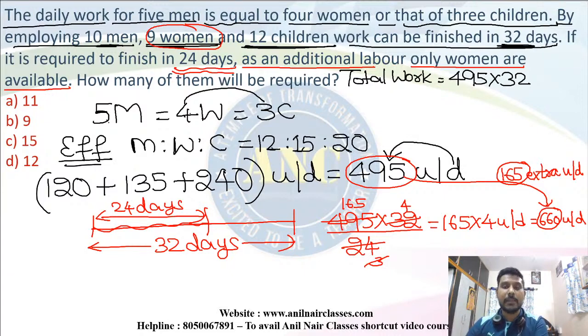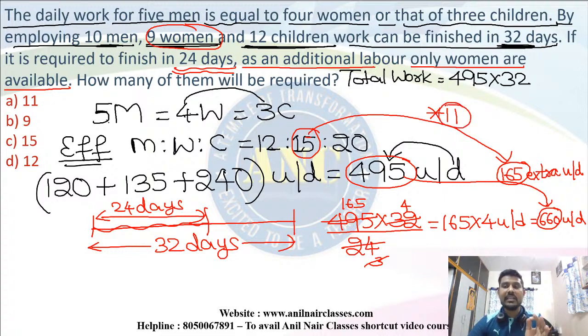You cannot hire any other people. And women's capacity is, in one day they can distribute 15. To complete extra 165, they will take 11 days. That means 11 more extra women are required, and these 11 more extra women will only concentrate on distributing that 165 extra chocolates every day, so that the work will get over in 24 days itself. How many of them are required is the question. Answer is 11. I hope the concept is very, very clear for all the students who are listening to the class.